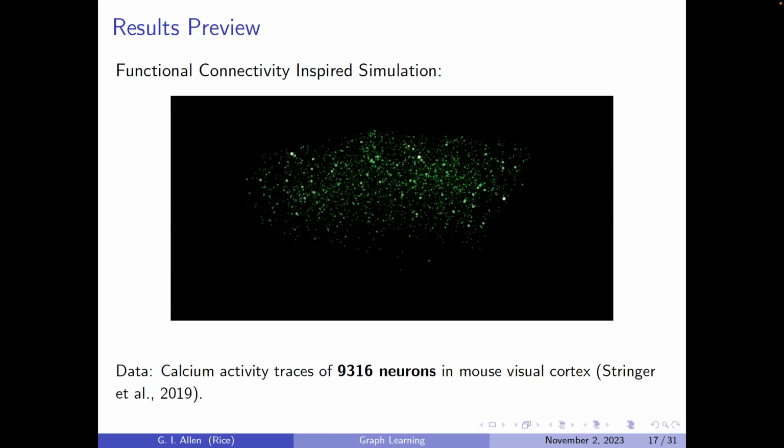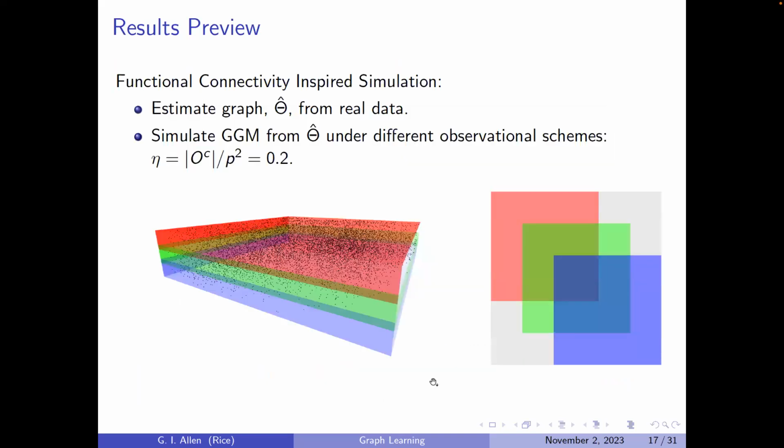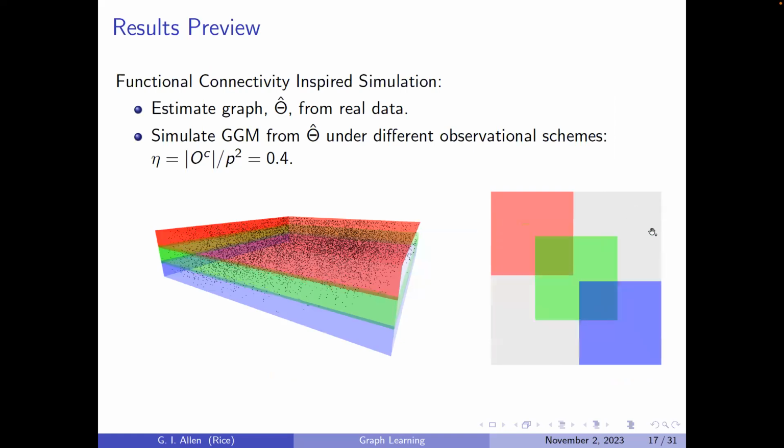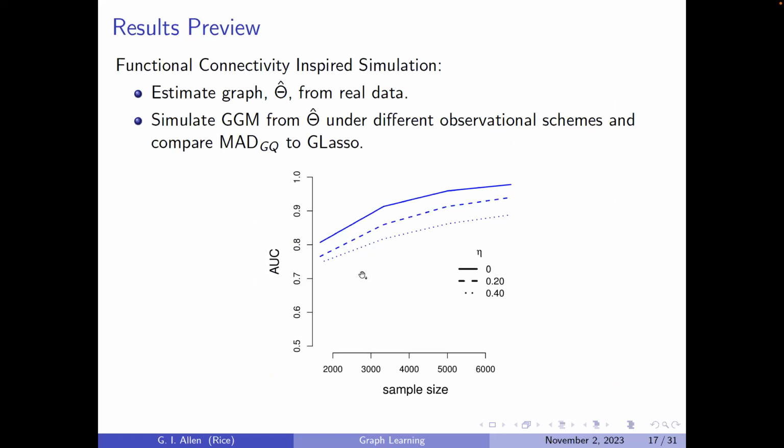Okay, so just showing you a picture here. We want to validate these results, but we don't know the true connectivity graph for neuron data. So this is a real data inspired simulation. These are real neurons. We estimated a graph from this, and then we regenerated a Gaussian graphical model under these different observational schemes with 20% missing and 40% missing edges. Here we're showing the area under the curve of exact graph recovery versus the sample size n.